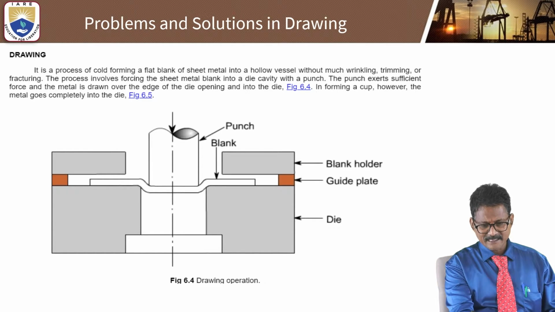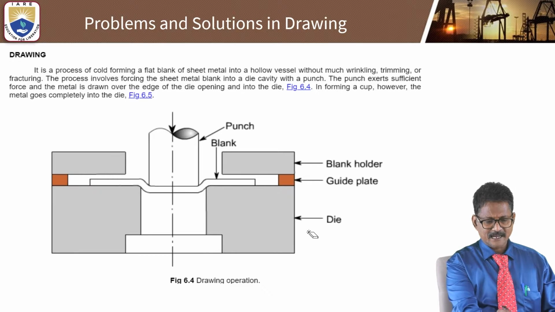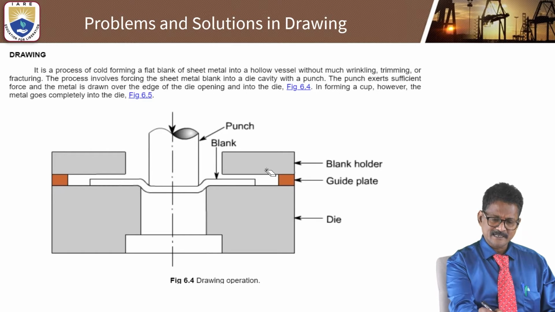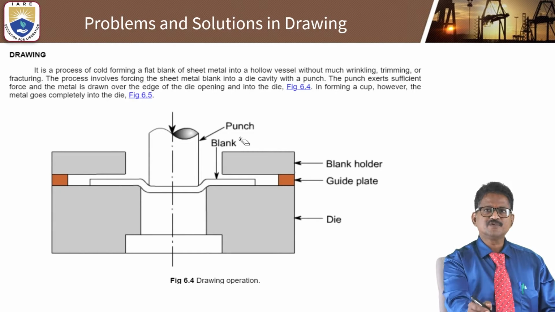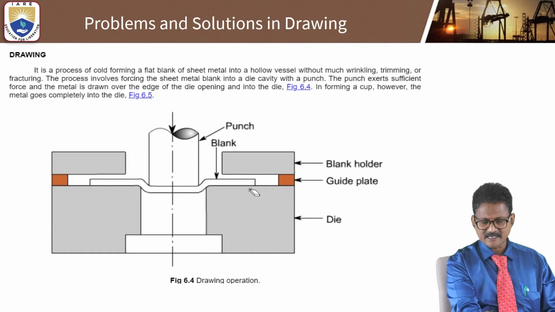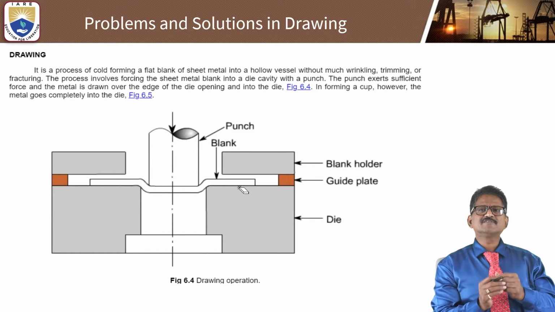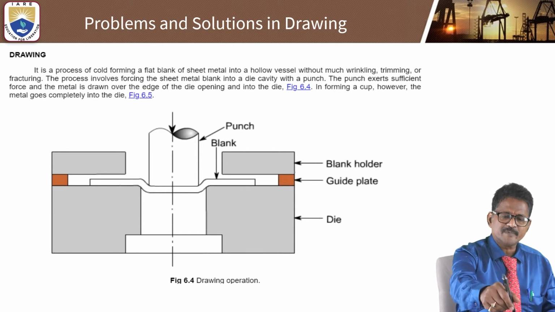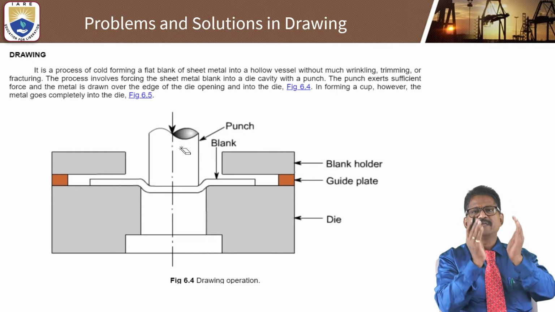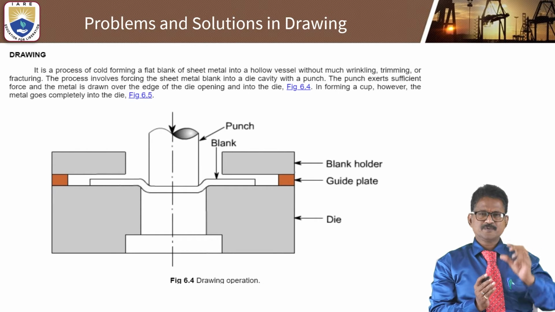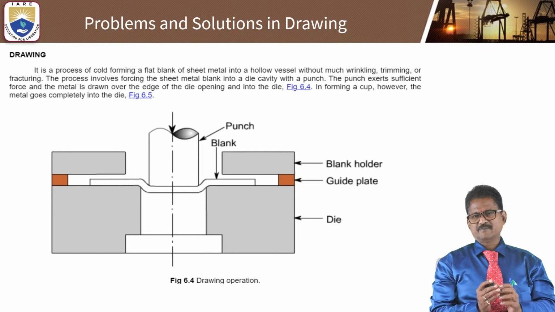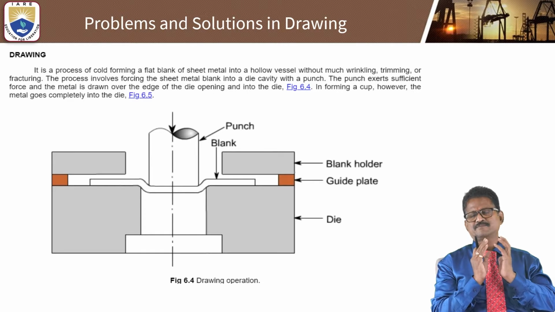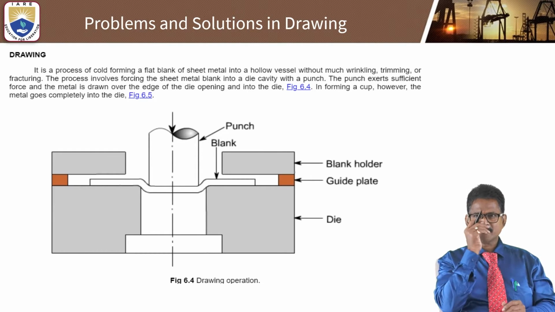So there will be a die, and above that a punch. In the center there will be a punch force, and the straight sheet is called a blank or strip. Depending upon the applied compressive force, it is able to bend, and you need to know how much force is required to bend it properly. That distance can form a certain cup shape, and triangular and helical shapes can also be obtained.